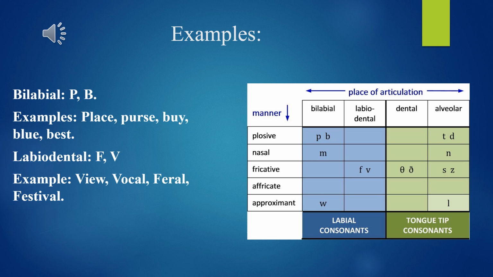All right, after having understood all of this about places of articulation, now let's move on to some examples. Bilabials, that's the p and b sounds. Place, purse, buy, blue, best. Labiodentals, f and v. For example, view, vocal, feral, and festival.